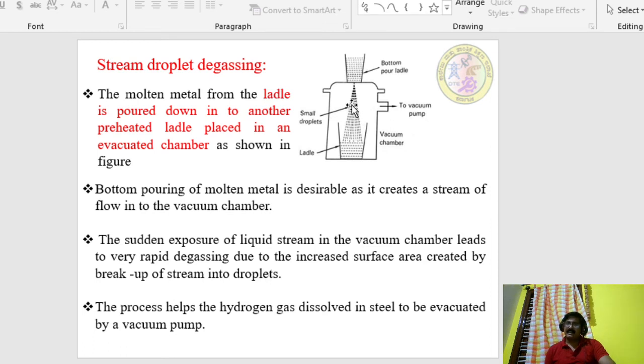Suddenly this molten metal exposed as a liquid stream in the vacuum chamber leads to very rapid degassing, due to the increased surface area created by the breakup of the streams into droplets. These droplets do not retain any gases, which eliminates the gases and yields pure liquid molten metal, and this process helps the hydrogen gas dissolved in steel to be evacuated using a vacuum pump. This is the most popular method used in steel foundries.